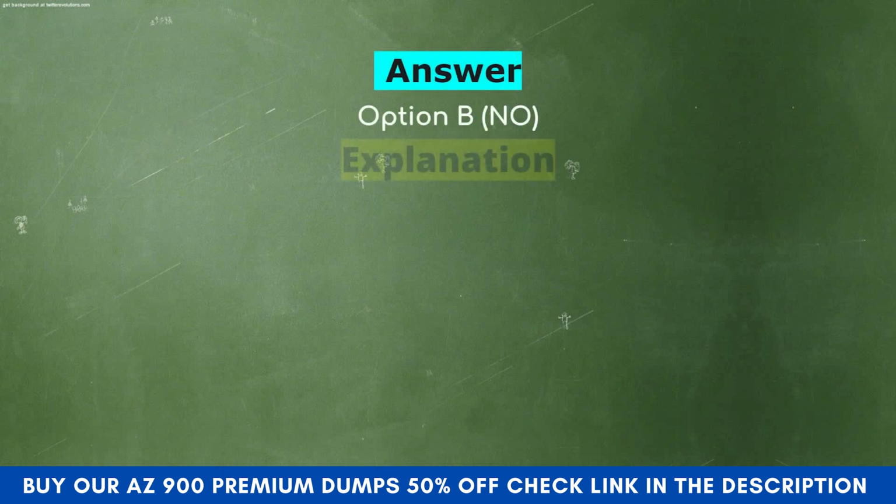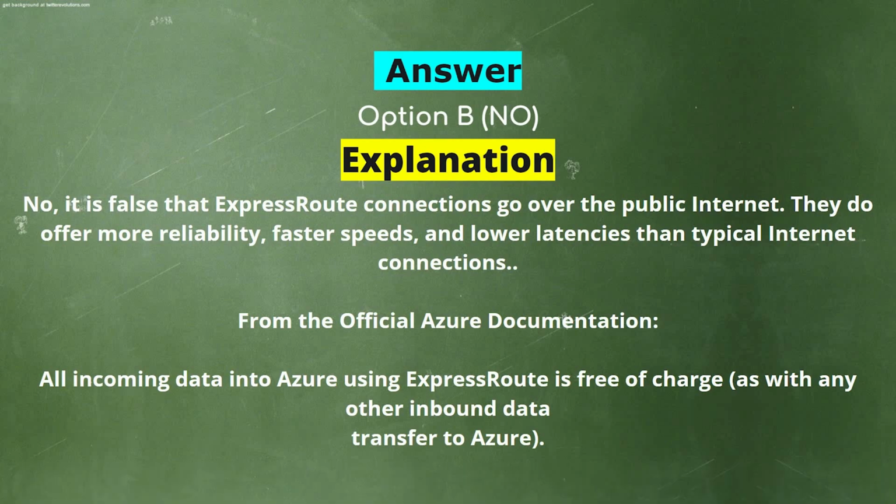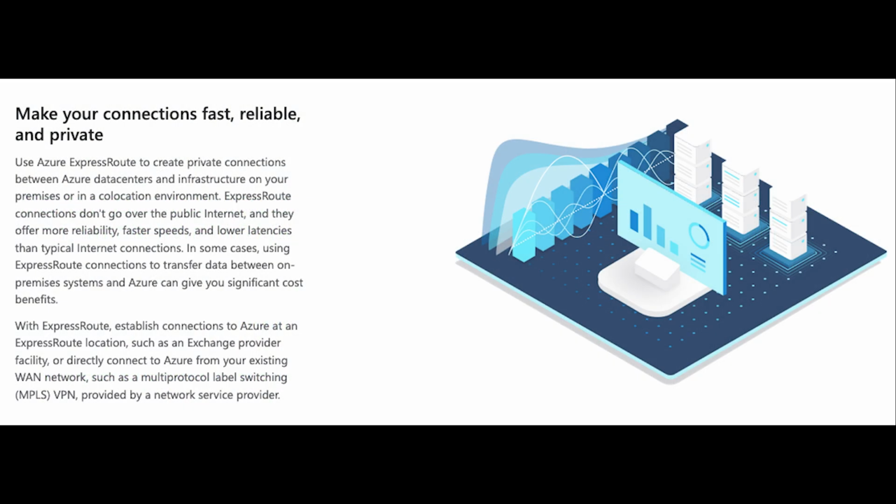No. Explanation. No, it is false that ExpressRoute connections go over the public internet. They do offer more reliability, faster speeds and lower latencies than typical internet connections. From the official Azure documentation, all incoming data into Azure using ExpressRoute is free of charge, as with any other inbound data transfer to Azure.